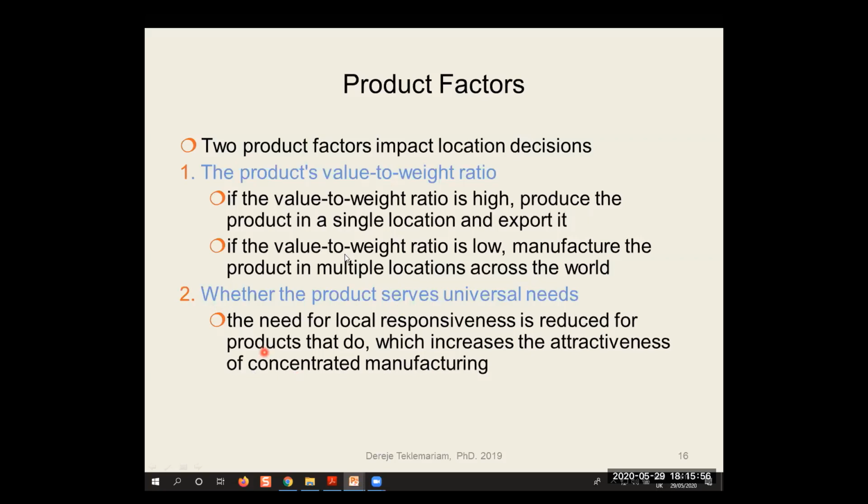If the product tries to fulfill universal needs, the need for local responsiveness is reduced, which increases the attractiveness of concentrated manufacturing. So sometimes we may work with this one. There are a number of examples of this in the textbook, by the way. You can read that.